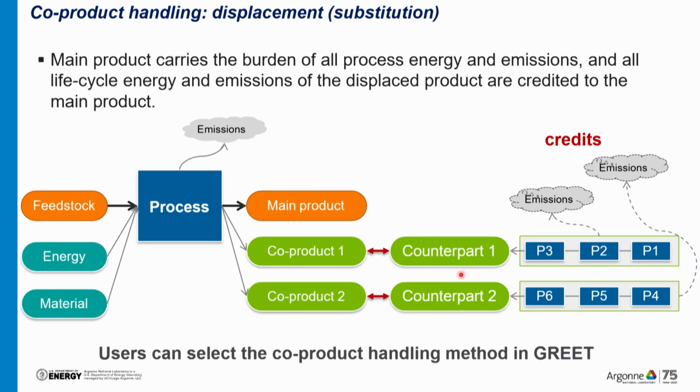Another approach to co-product handling is displacement, where the main product carries the burden of all process energy and emissions, and all life cycle energy and emissions of the displaced products are credited to the main product. Whatever displaced product you get, say you are producing a certain co-product which will displace certain other material, then there is a carbon benefit because of that, and that gets credited to the main product. So again you have the feed, main product, co-product, then a counterpart, and you look at all the emissions coming out because of this substitution of the product, and that benefit gets transferred to the main product.